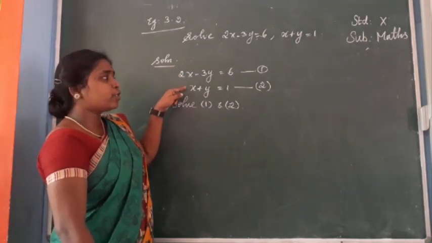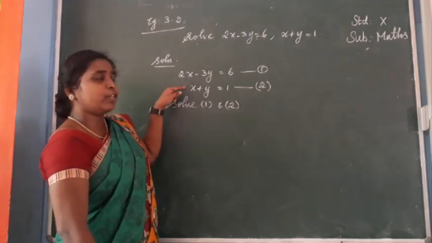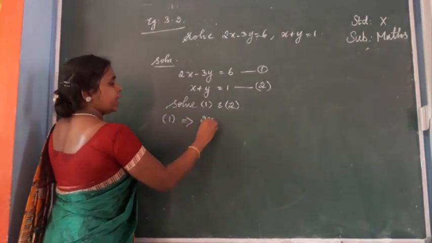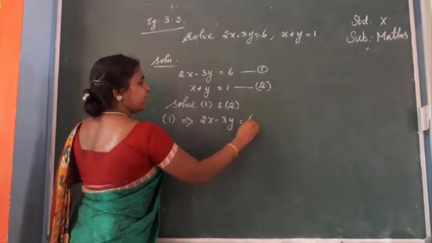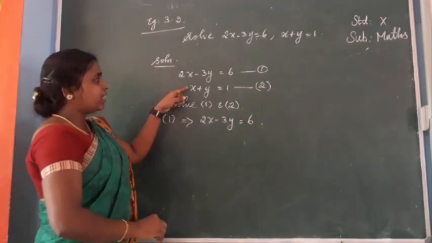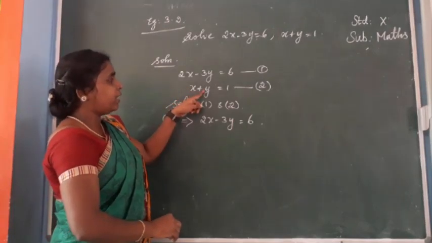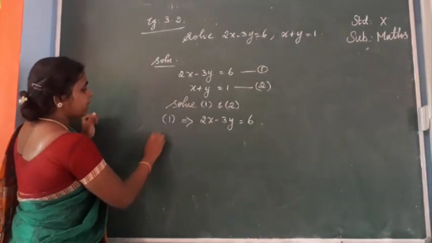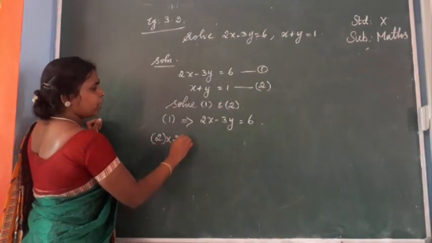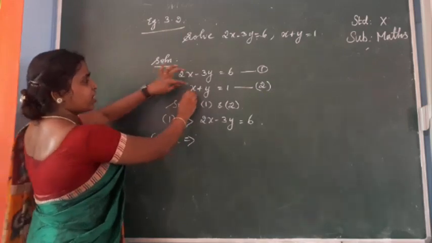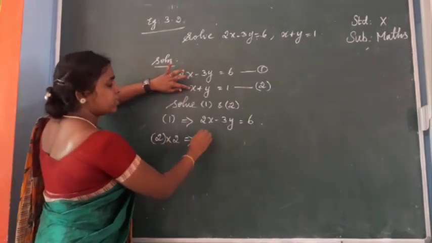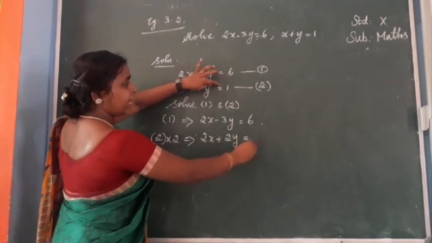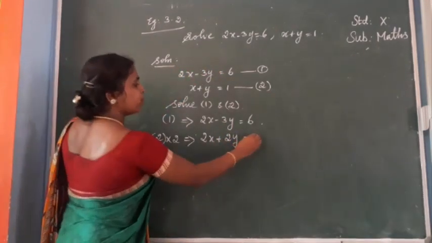So now I am going to convert the second equation relative to the first. The first one has no change. So 1 implies 2x minus 3y equal to 6. In the second equation I need either 2x or 3y. Now I am going to multiply by 2. So the second equation into 2 implies x into 2 is 2x, plus y into 2 is 2y, equal to, on the right hand side also you multiply, 1 into 2 is 2.